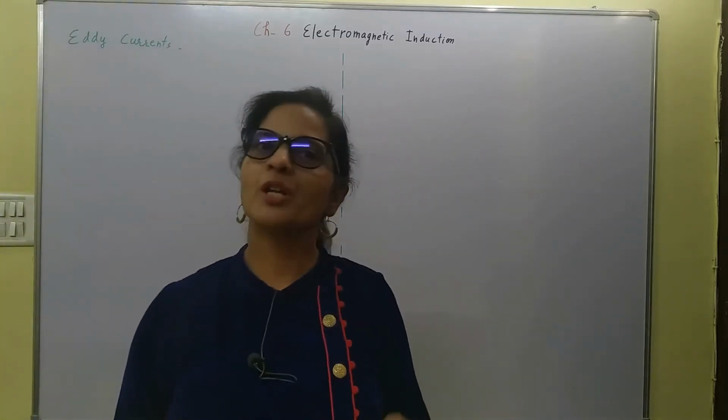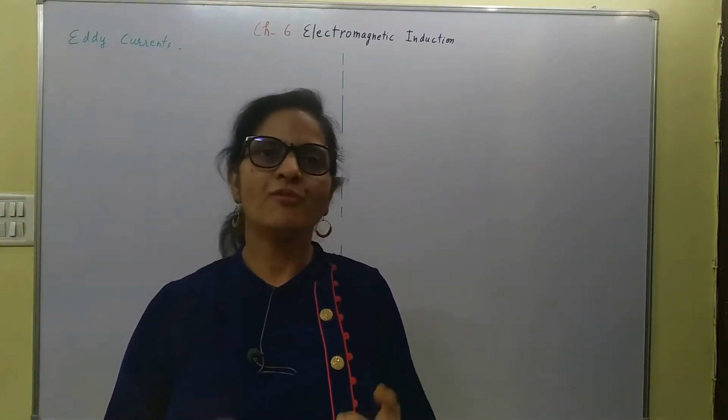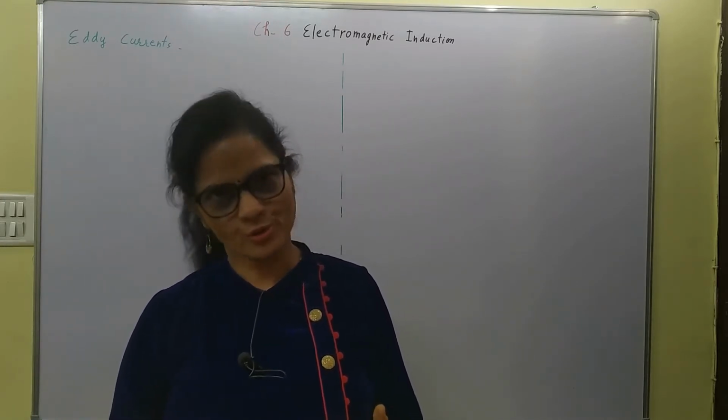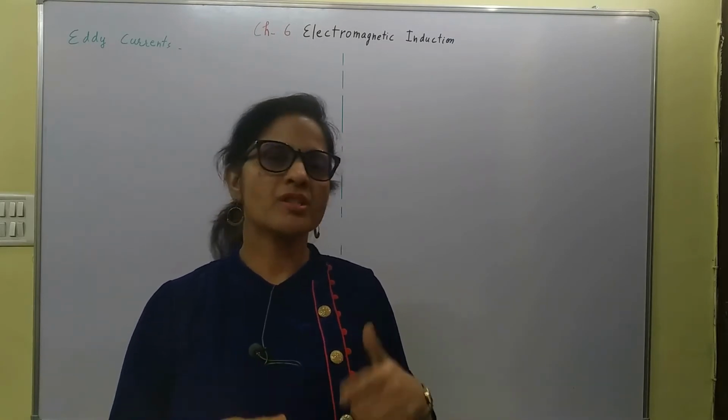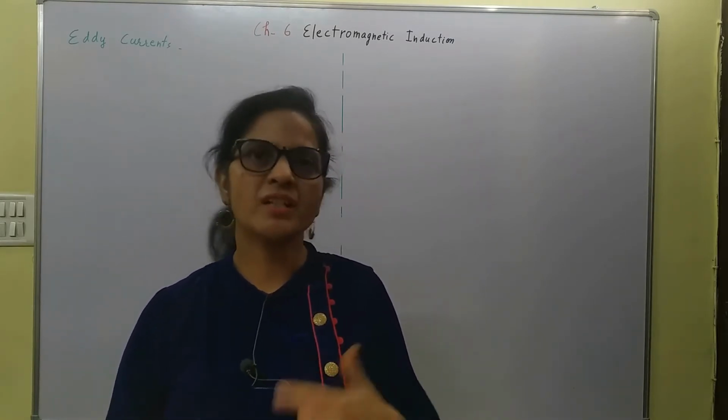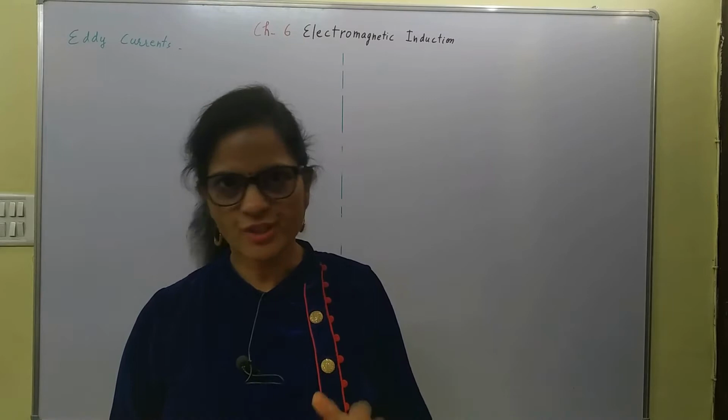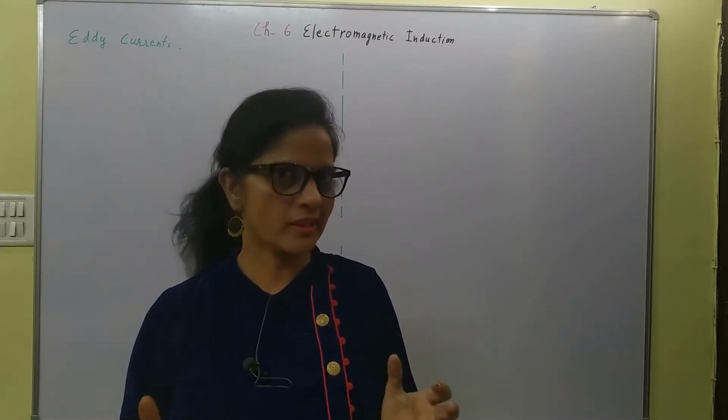Hello everyone. Today we will discuss eddy currents. We know that currents are produced in a closed coil whenever the magnetic flux linked with it changes, right? Because this results in the production of induced EMF, resulting in the production of induced current. But what if we have a solid conductor?